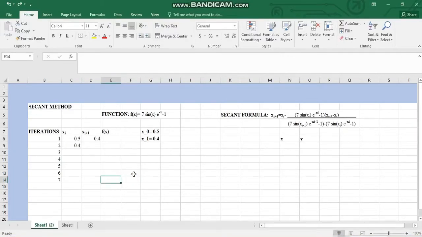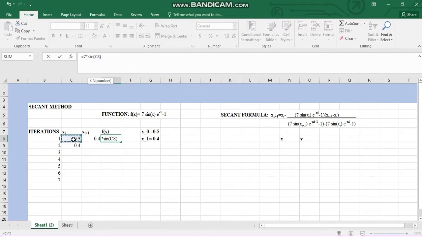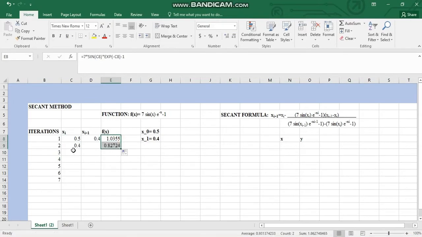Second method, the given function is 7 sine x e raised to negative x minus 1. To solve for the f of x, we will just substitute the x initial to the given function, which is 7 times sine x initial times exp raised to negative x initial minus 1. And next is to drag it down.